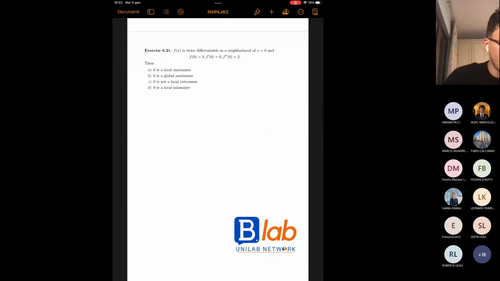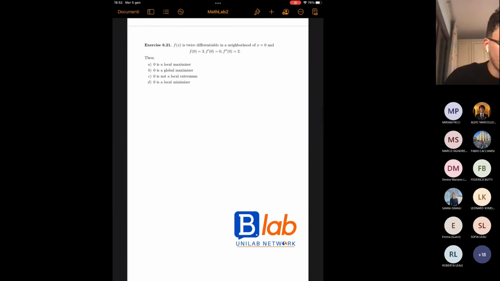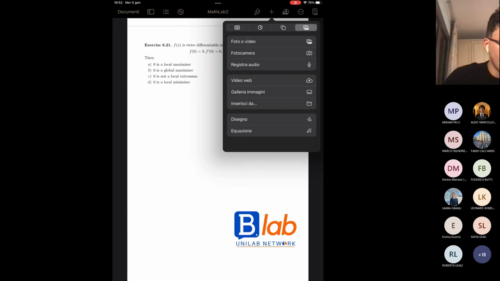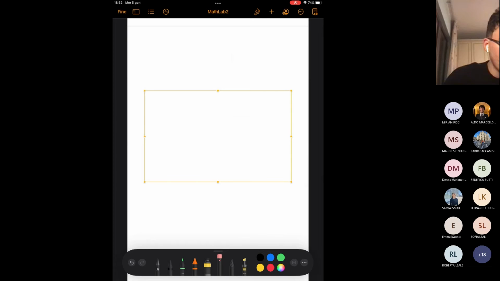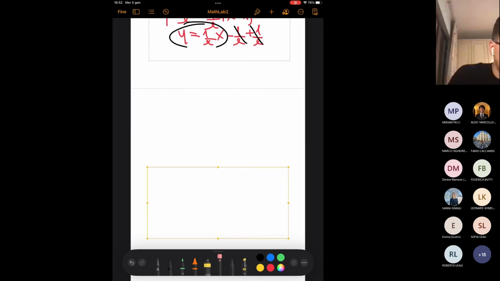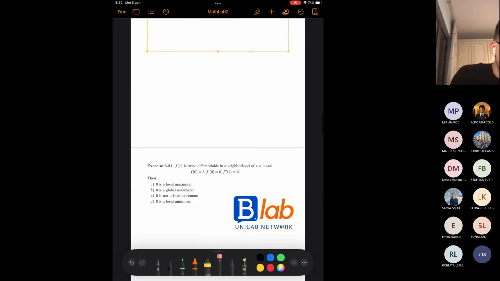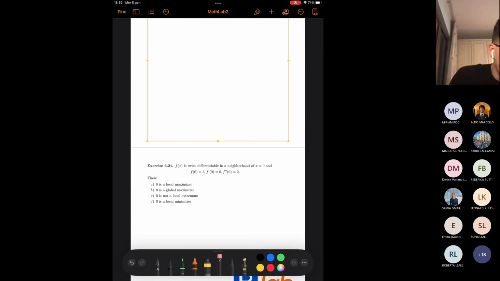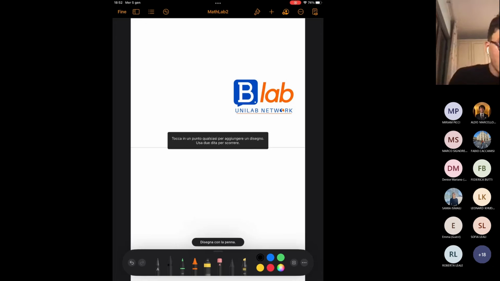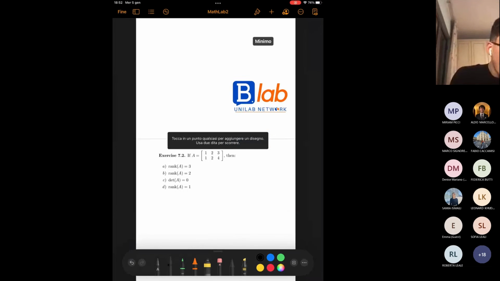Then another exercise about differentiability and about derivatives in general is this one. So we know that the function is twice differentiable, okay? But what do we mean by twice differentiable? By twice differentiable, we just mean that in a neighborhood of x equal to 0, we can find the derivatives of the function in that neighborhood, okay?